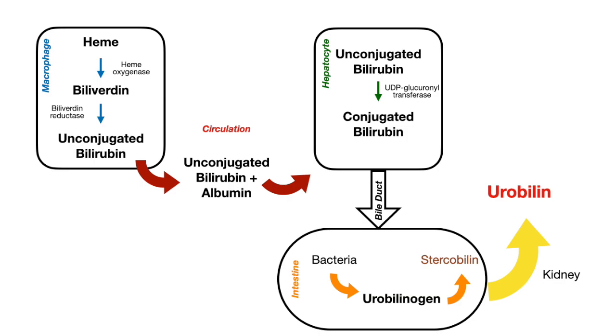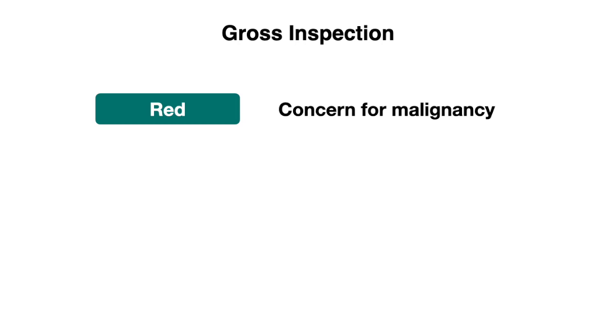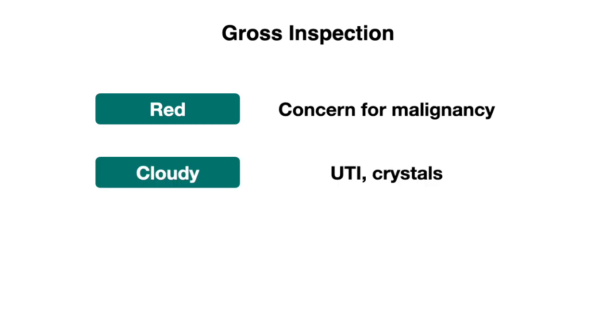Well, the truth is the color of urine can actually be affected by a wide range of things, from food to drugs to infections. And so the color of urine is not always as useful as some of the other things that we can see on a urine analysis, but some things to keep in mind for test questions is that a red color, especially a gross, bloody red color, is concerning for malignancy. And a cloudy urine can indicate an infection, but it can also indicate that there are crystals present, particularly precipitated phosphate crystals in alkaline urine.